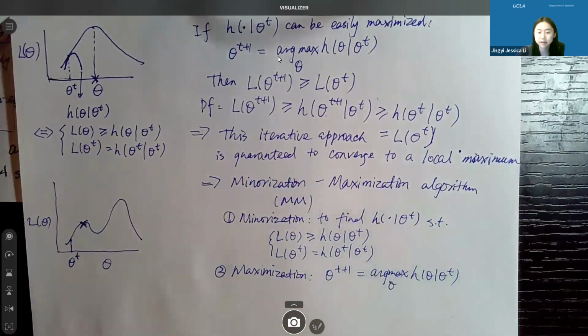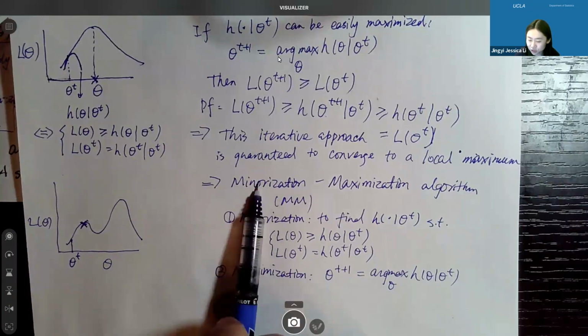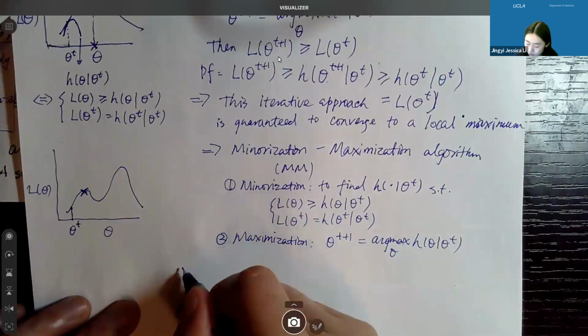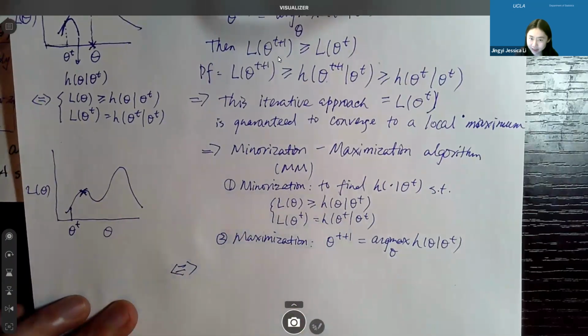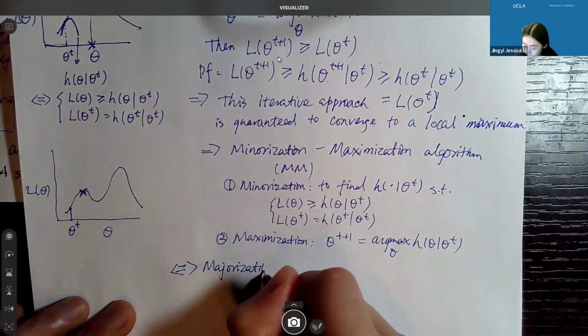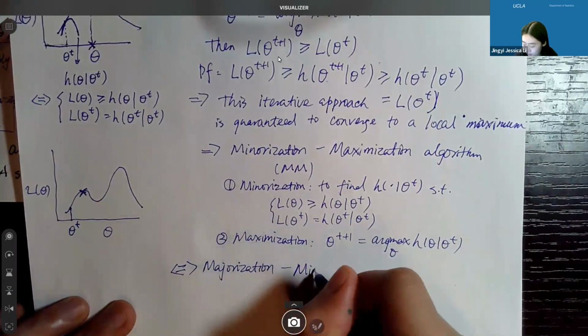Okay, so that's minorization, maximization. And this is the maximization problem. If we take the inverse of the target function, then we can turn this problem into a minimization problem. And then the minorization will become majorization. Which is equivalent to another name for the MM algorithm, called majorization, minimization.